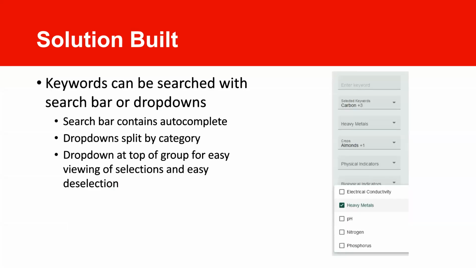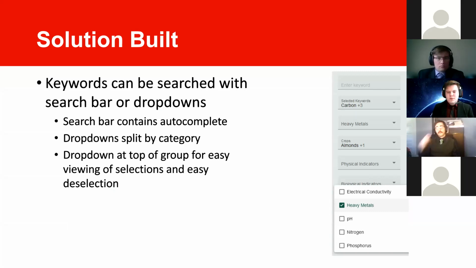So in this keyword section, we can use it to search for various keywords, either in specific dropdowns or at the very top, where there is a general keyword search, which will autocomplete. And then our dropdowns are more generally split by categories. As you can see, there's one for heavy metals, there's one for crops, physical indicators, biological indicators, and so on and so forth. And one at the top contains all of the currently selected keywords, for an easy place to manage them all.